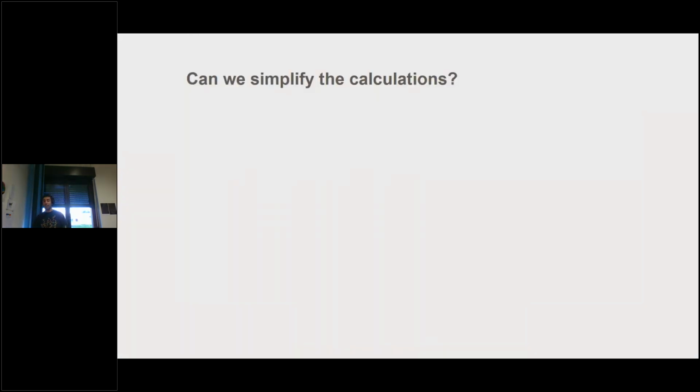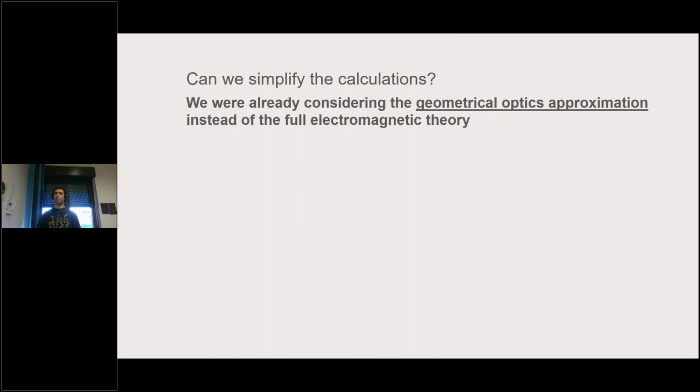So maybe the first thing we can think about is if we can simplify the calculations. Maybe we don't need to consider that many rays. Maybe we can approximate the potential as harmonic and approximate it as a spring. And this is a good idea for some cases, but we are already considering an approximation. Geometrical optics is, as we said before, valid when we have particles much larger than the trapping wavelength, as in our case.